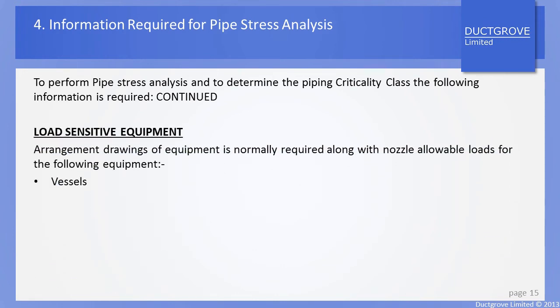Importantly, load-sensitive equipment also needs to be considered during the analysis. Piping is normally connected to vessels, pumps, heat exchangers and tanks, which have equipment allowable loads. These are normally specified on vendor drawings or to a particular standard.